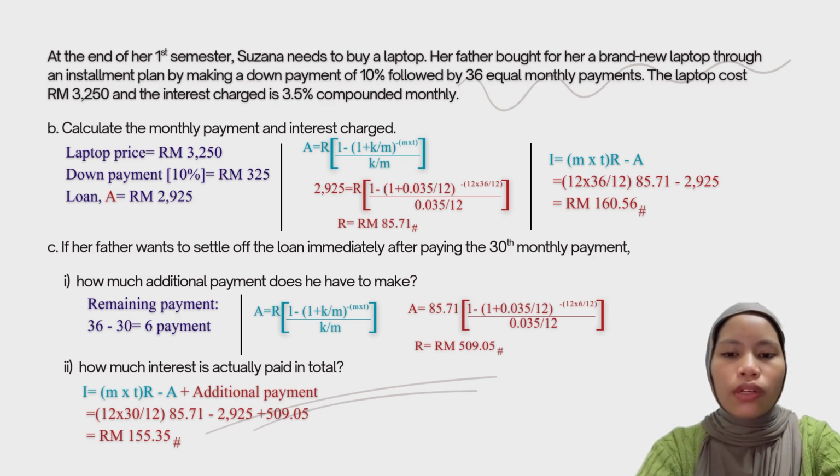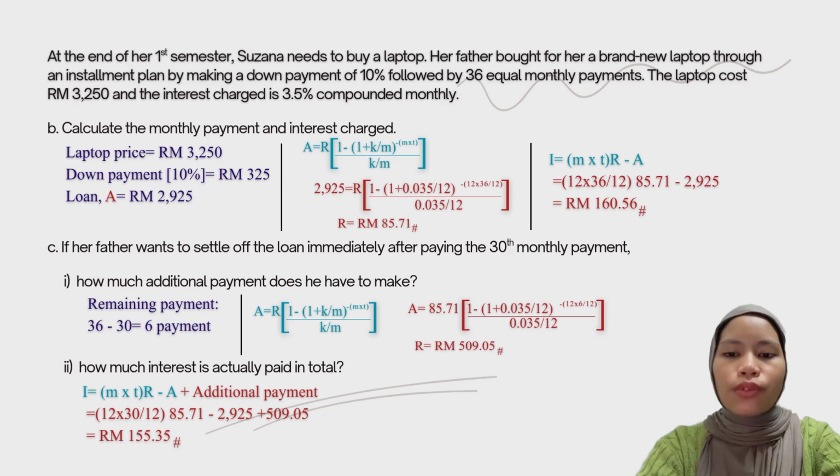To calculate the monthly payment, we use the formula A equals R times (1 minus (1 plus K over M) to the power of minus M times T), divided by K over M. As we know, A is the installment, the total of which is 2,925, K is 0.035, M is 12 as it is compounded monthly, and T is 36 over 12 because the installment is for 36 months. The R that we get, or monthly payment, is 85 ringgit and 71 cents.